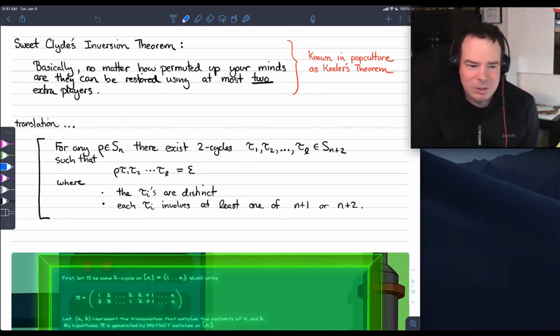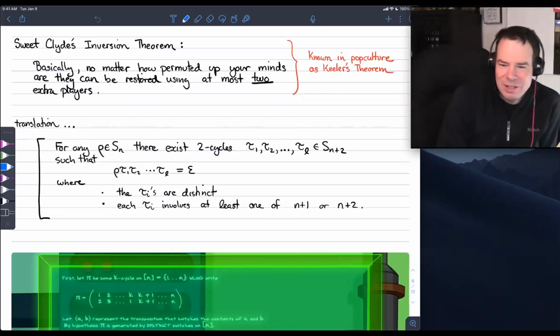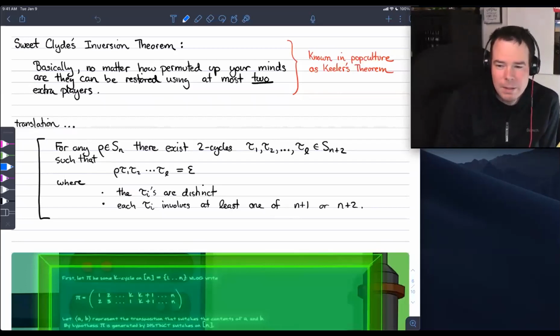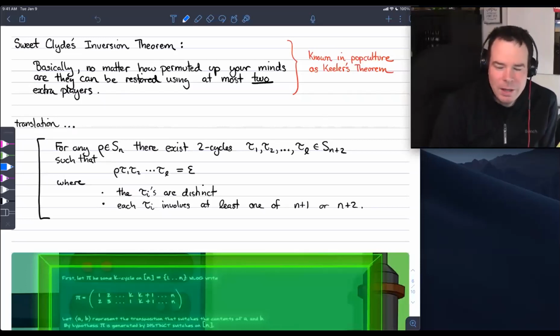And if we translate that into our permutation language, it says for any permutation in S_n, so any permutation on n people, there exist 2 cycles in S_{n+2}, so the permutations on n objects plus 2 extra objects, such that the permutation can be restored, or can be turned to the identity, by multiplying by tau_1, tau_2, all the way up to tau_L. In other words, those are the swaps that we need to restore it, with the extra condition that all of the tau_i's are distinct.